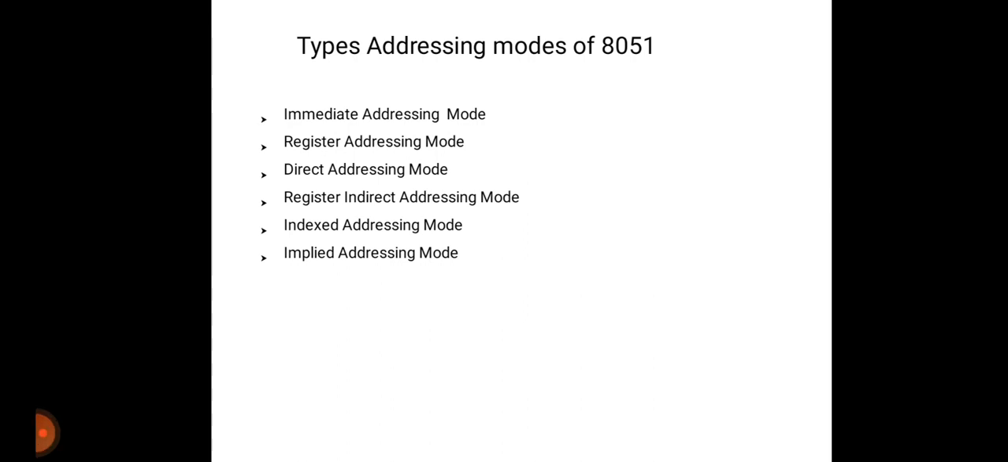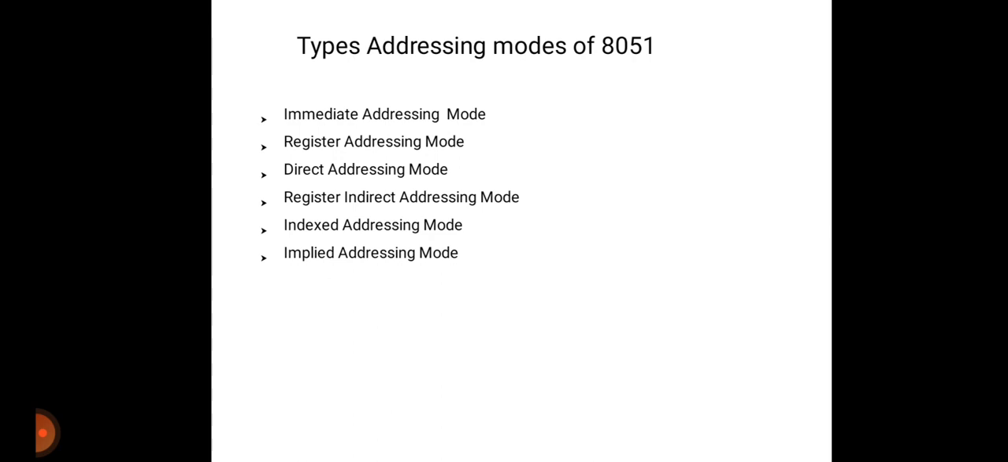First of all, we will see the addressing modes in the 8051 microcontroller. There are 6 types as I told you: immediate addressing mode, register addressing mode, indirect addressing mode, direct addressing mode, indexed addressing mode and implied addressing mode.